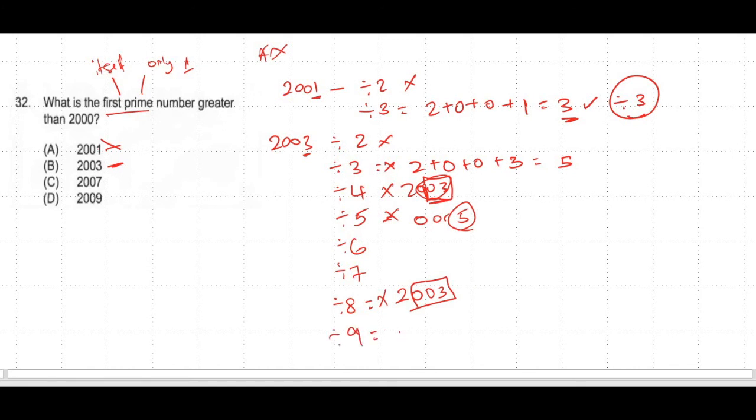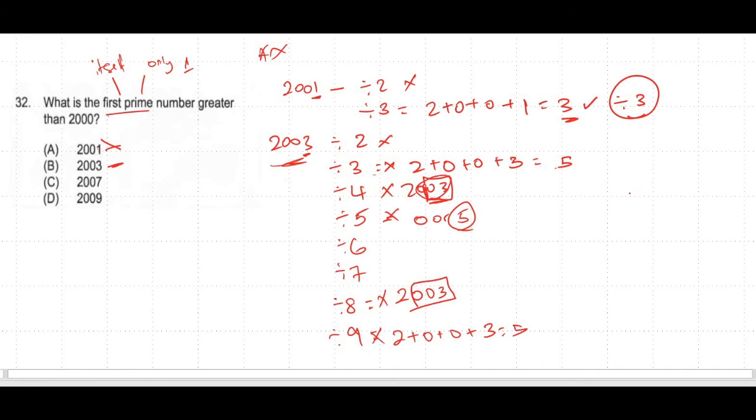What about divide by 9? Divide by 9 is very easy. You add everything out and see whether you can divide by 9 or not. Just like this one, this one is 3, right? Add everything out to check whether it can be divided by 3 or not. Cannot be divided by 9. Aha, I have a very high chance it may be this.